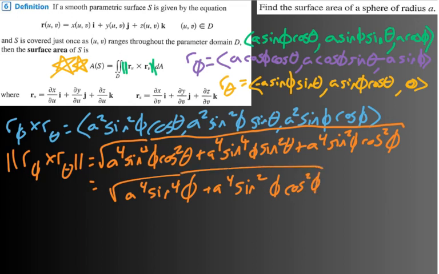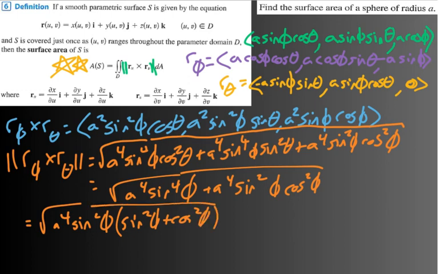And so now you want to take out a to the fourth sine squared phi, and then you would have sine squared phi plus cosine squared phi. And now everything's going to be really nice because, again, you get a 1 in here, right? And then you'll have just a squared, and then the square root of sine squared is just sine phi there. And so that is my magnitude of the cross product, right?